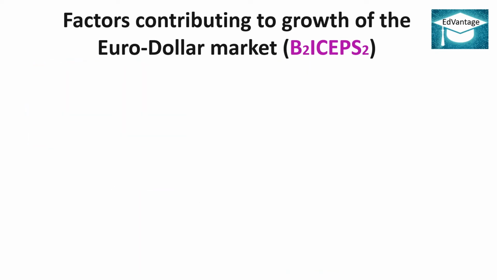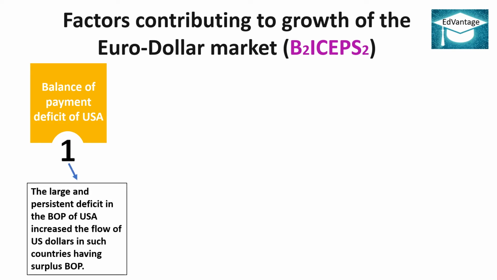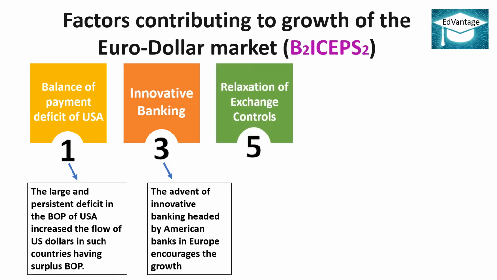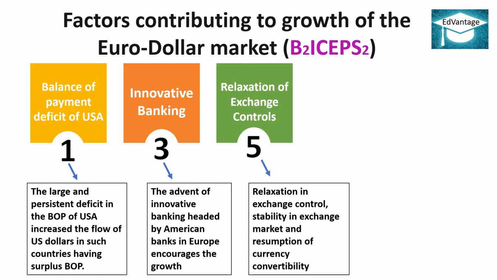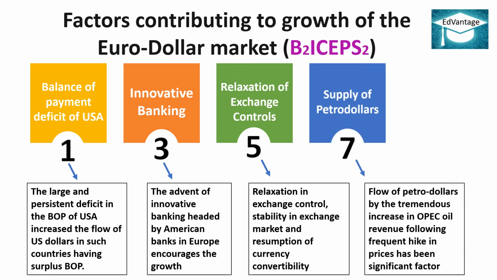Factors contributing to growth of the euro-dollar market are discussed in detail as under. Balance of payment deficit of USA. The large and persistent deficit in the BOP of USA increased the flow of US dollars in such countries having surplus BOP. Innovative banking. The advent of innovative banking headed by American banks in Europe encourages the growth. Relaxation of exchange controls. Relaxation in exchange control, stability in exchange market and resumption of currency convertibility. Supply of petrodollars. Flow of petrodollars by the tremendous increase in OPEC oil revenue following frequent hike in prices has been significant factor.